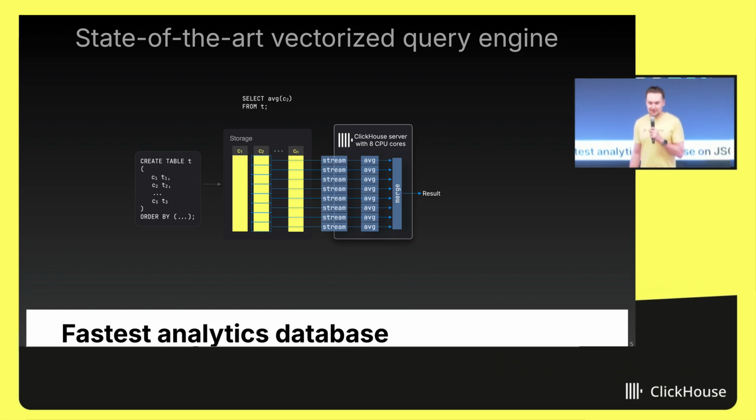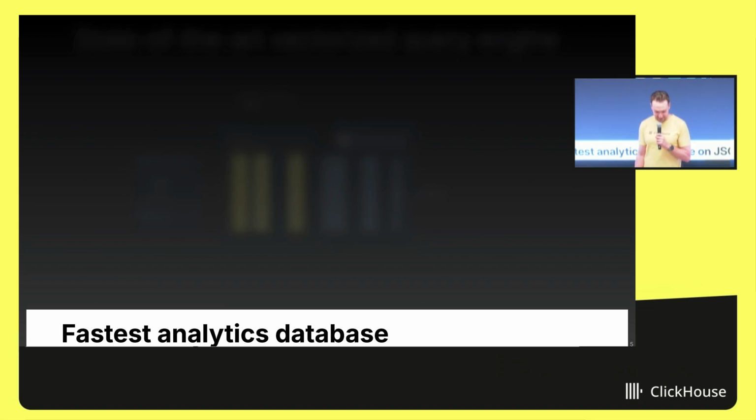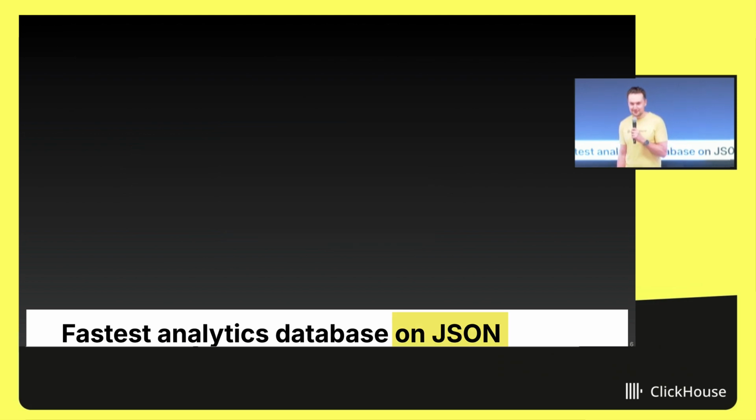Okay, now the question is, not a question, another fact. ClickHouse now is the fastest analytics database on JSON. Let's take a look. What is the new data type? How to use it? The new data type is very easy to use. You just create a table and define a column with the data type JSON, as easy as in this example. The table can literally have just a single column of the JSON data type.